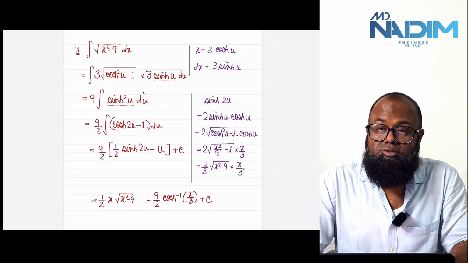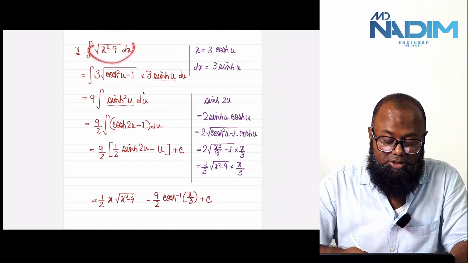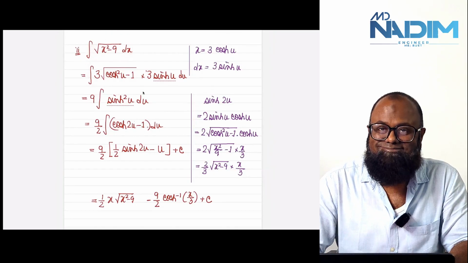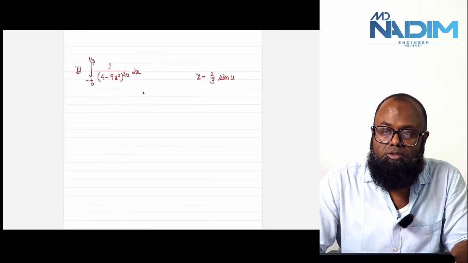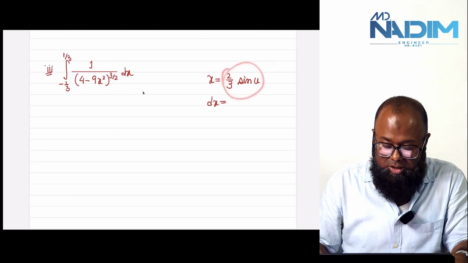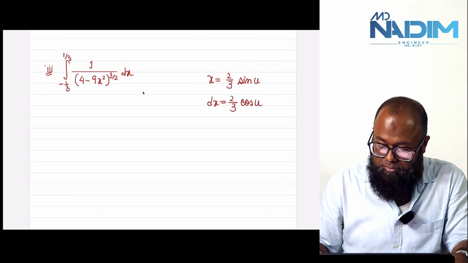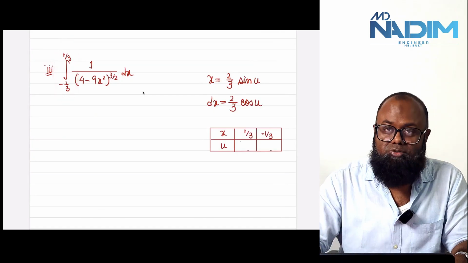So don't forget to express your final answer in terms of the given variable, that is in terms of x in this case. Now, let us move to the third sum, guys. The substitution formula was this, and we know how we got that. Now, dx is equal to 2 by 3 cos u du. Now, as this is a definite integral, don't forget to change the limits, upper limit and lower limit.